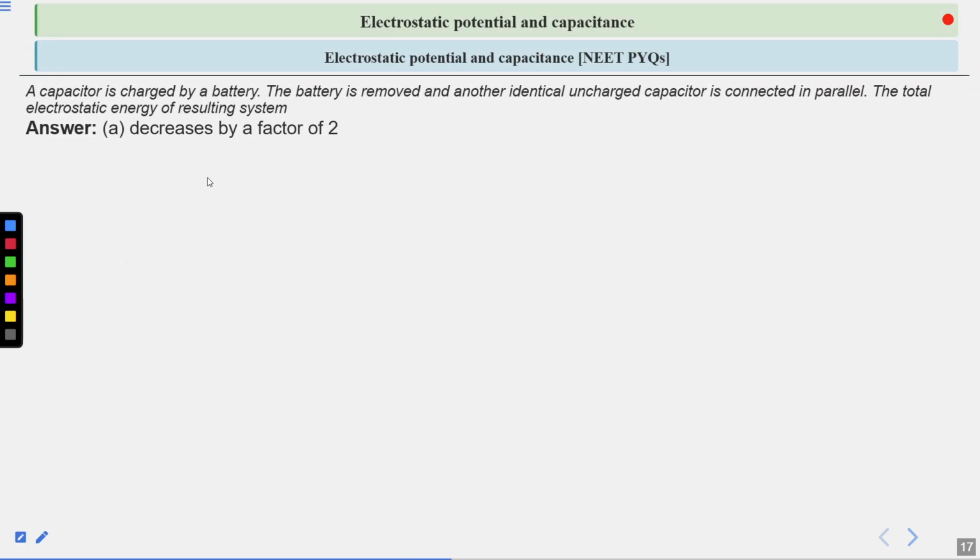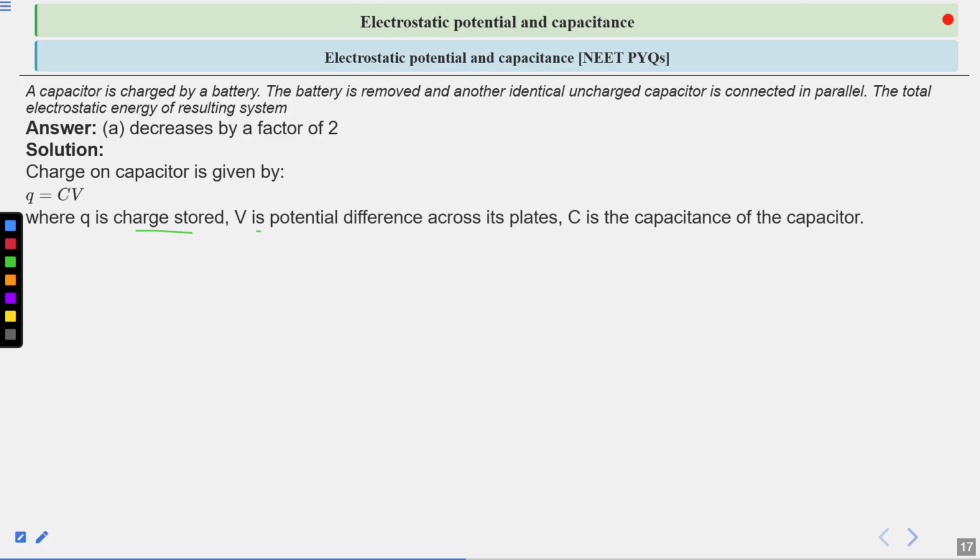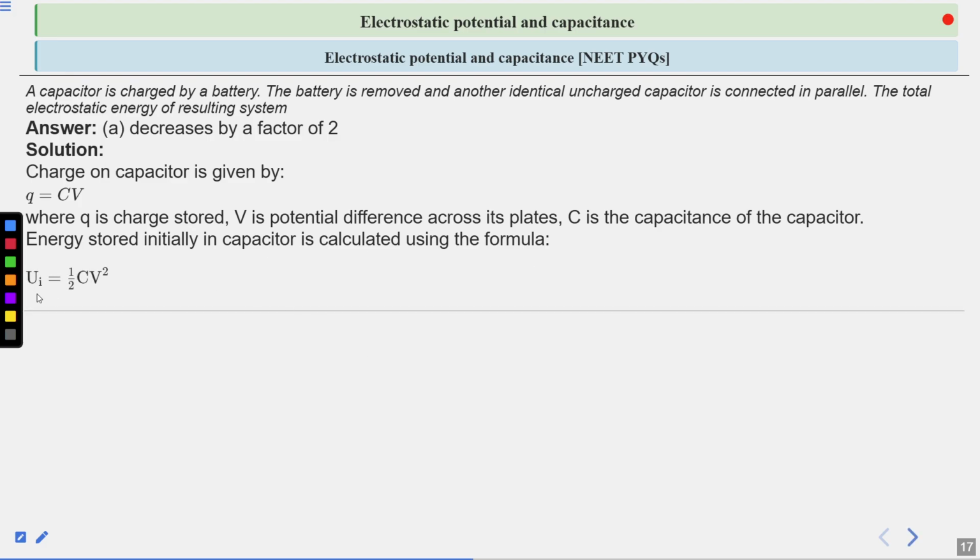So let's see what is the correct option. A option, decrease by the factor of 2. Let's see the solution. Charge on the capacitor initially is Q equal to CV, where C is the capacitance of the capacitor and V is the potential of the battery with which it is charged. Q is the charge stored, V is the potential difference across its plates, C is the capacitance of the capacitor. Energy stored initially in the capacitor is calculated using the formula half CV square. So initial energy is half CV square.